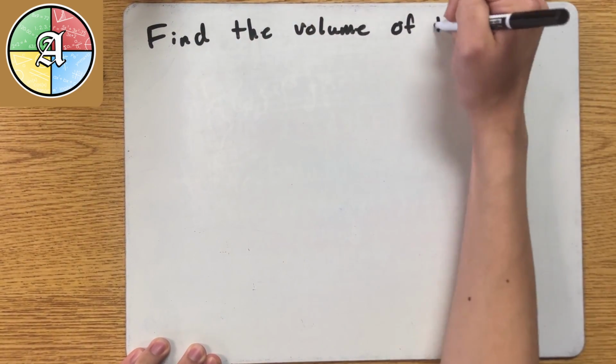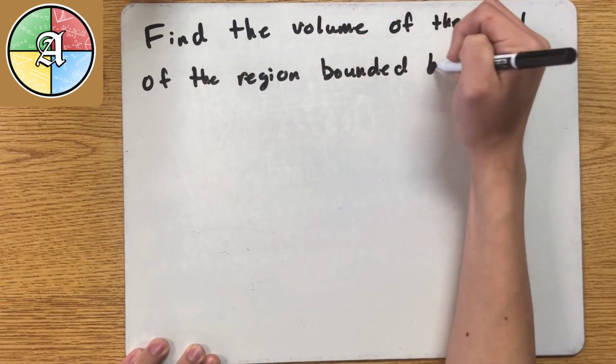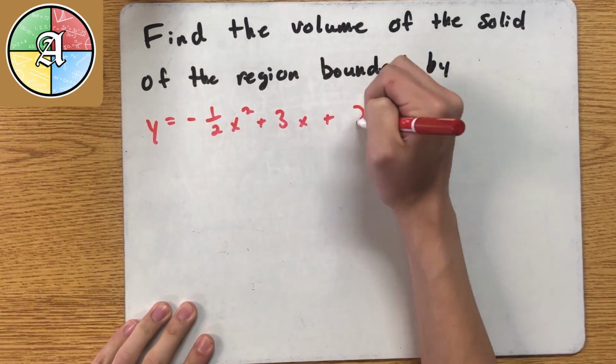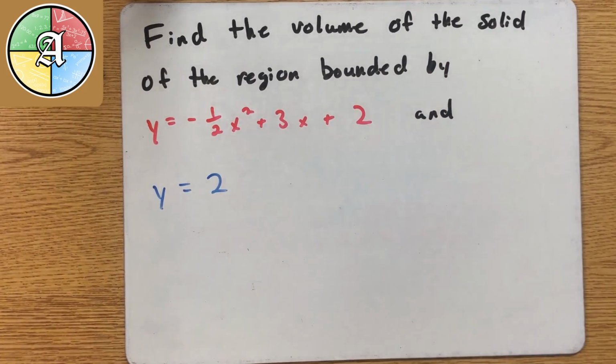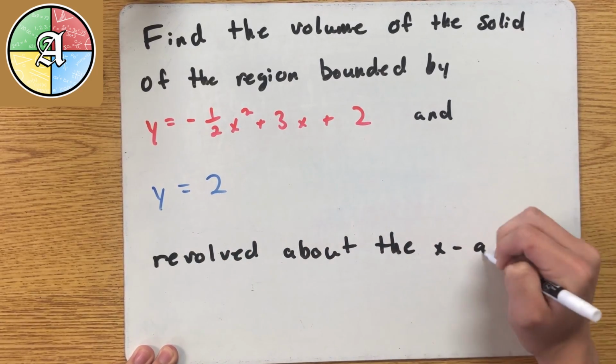For our first example, we're going to find the volume of the solid of the region bounded by the equations y equals -1/2 x squared plus 3x plus 2 and y equals 2, all revolved about the x-axis.